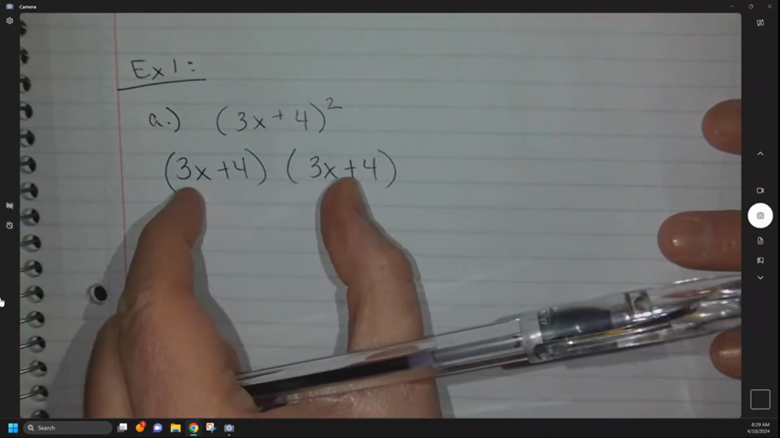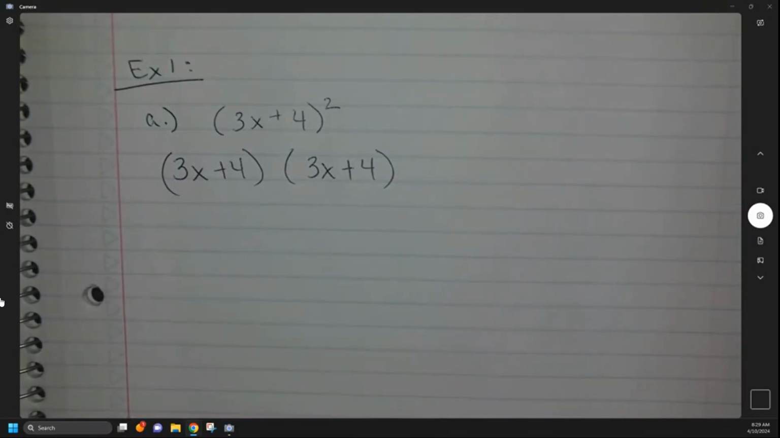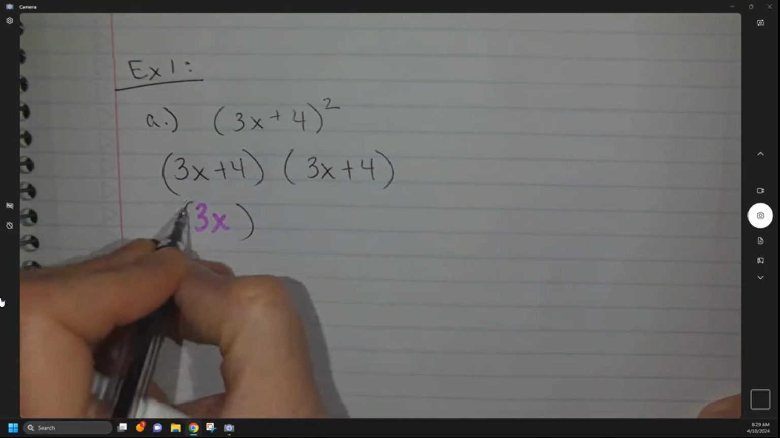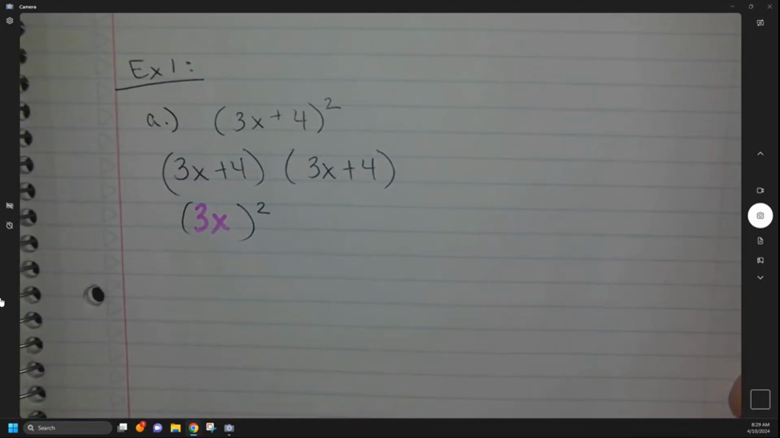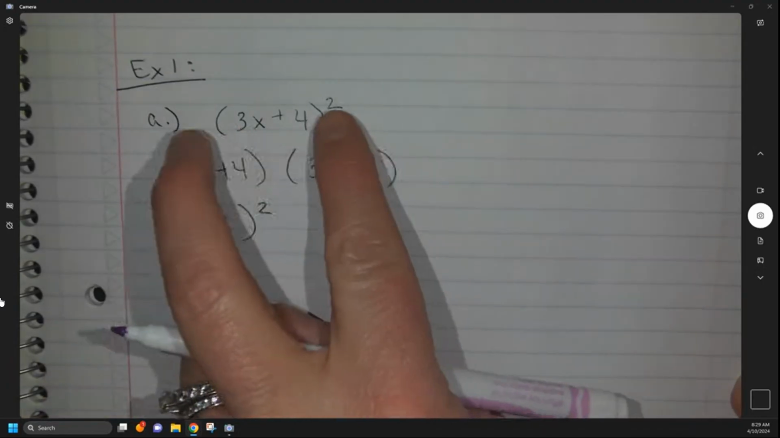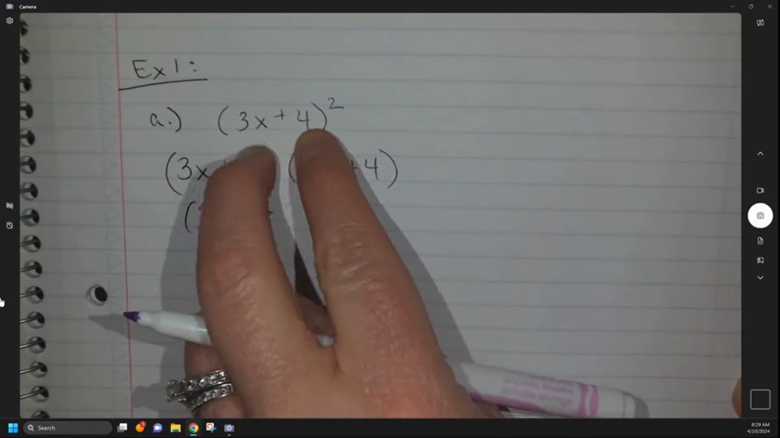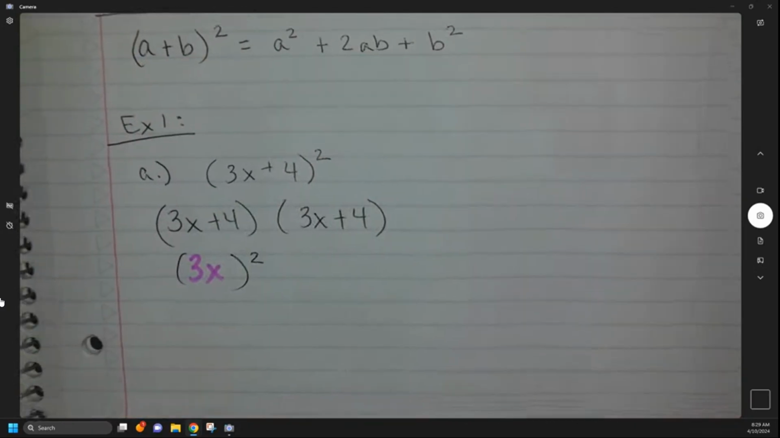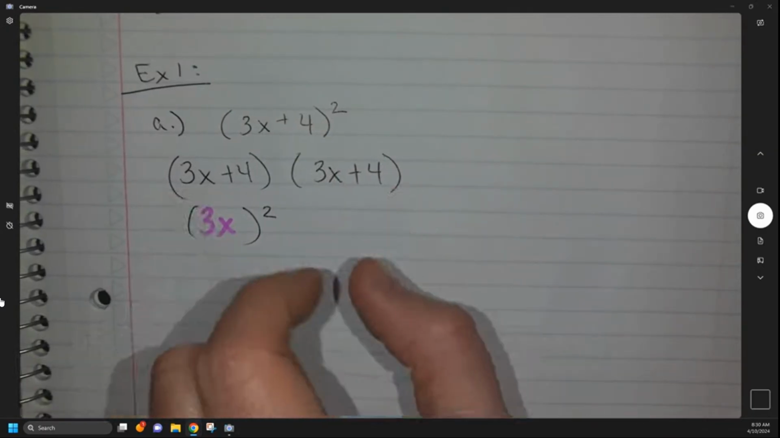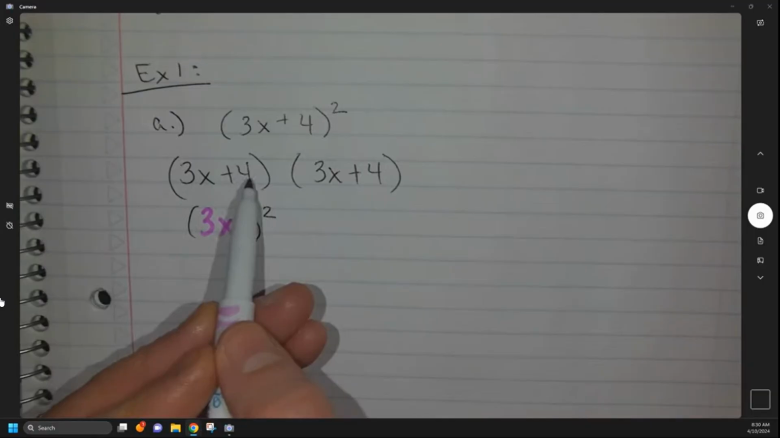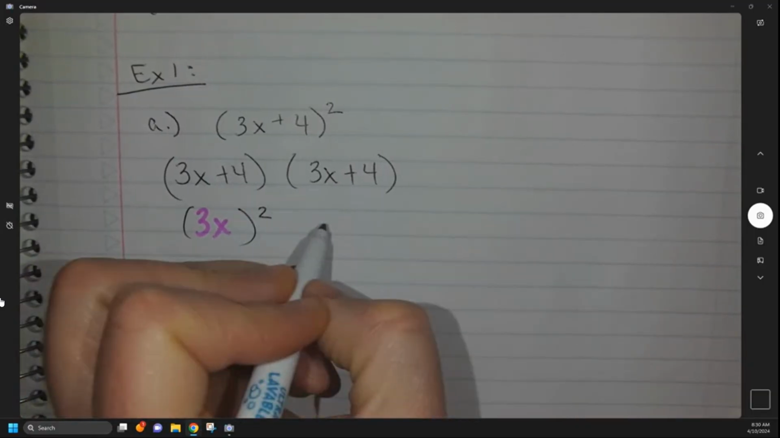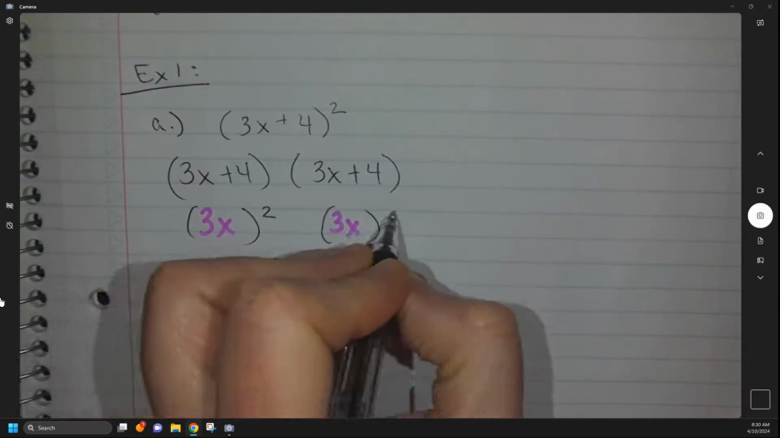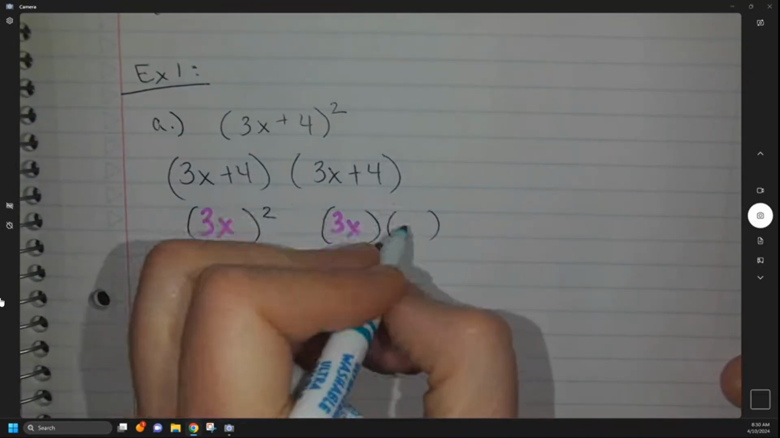Well, those first terms, we've got our 3x times 3x. So you have 3x squared. Then we have two of the terms where we've got 3x times 4, because remember, according to that pattern that we talked about up here, you've got the a times the b, and there's two sets of them because they're exactly the same in these two binomials. So we've got 3x times 4, which we'll write down here. So 3x times that 4 for our second term.